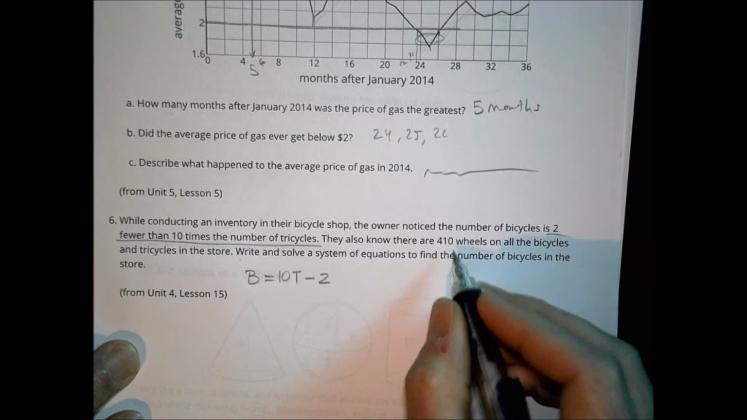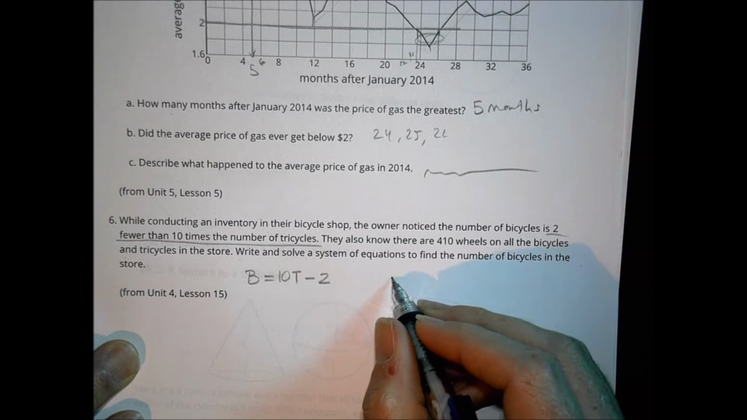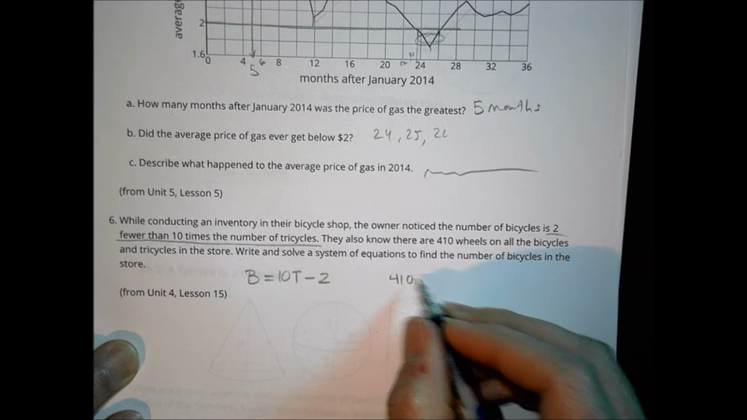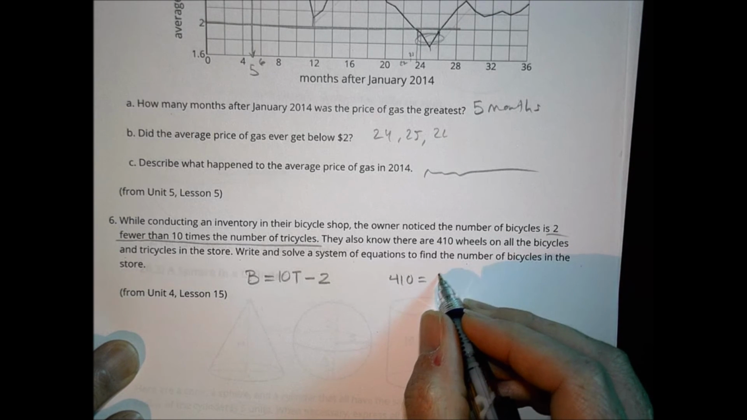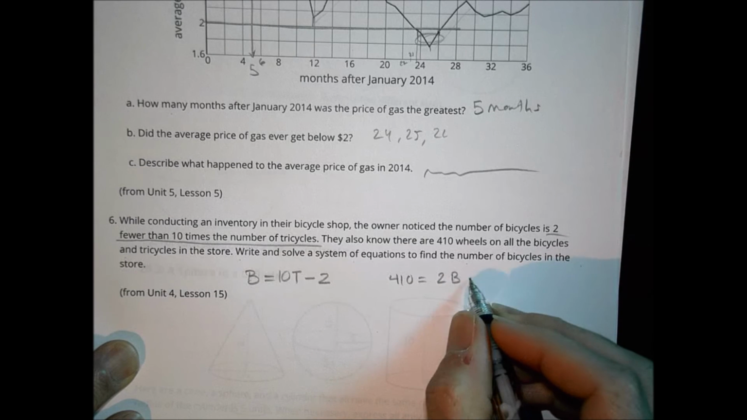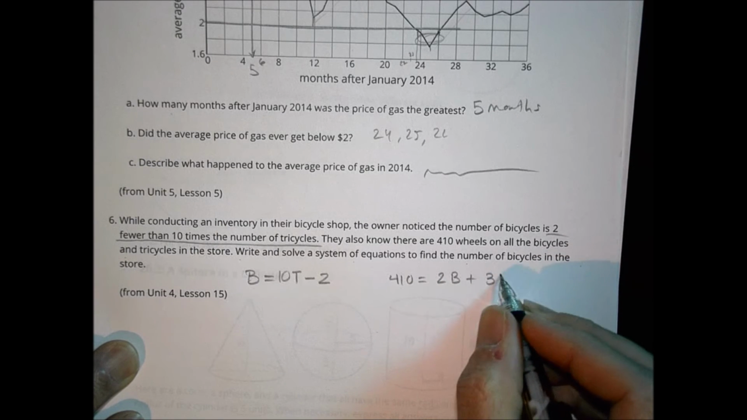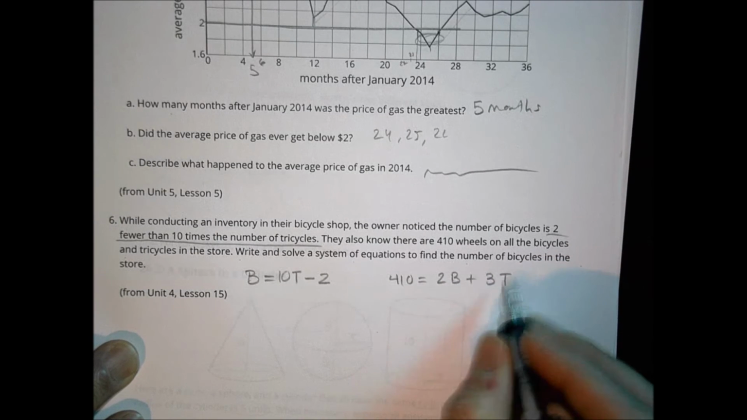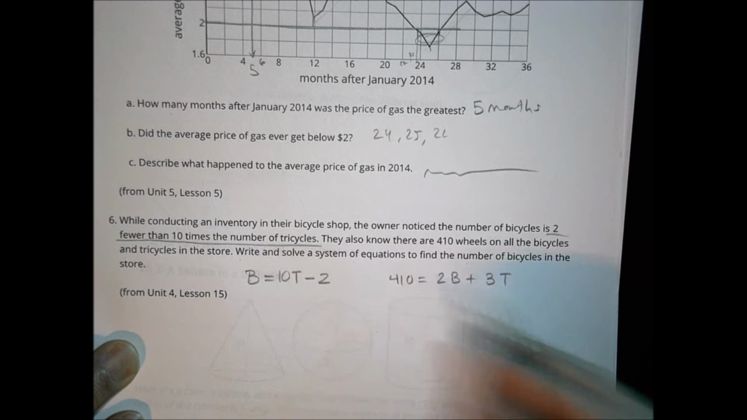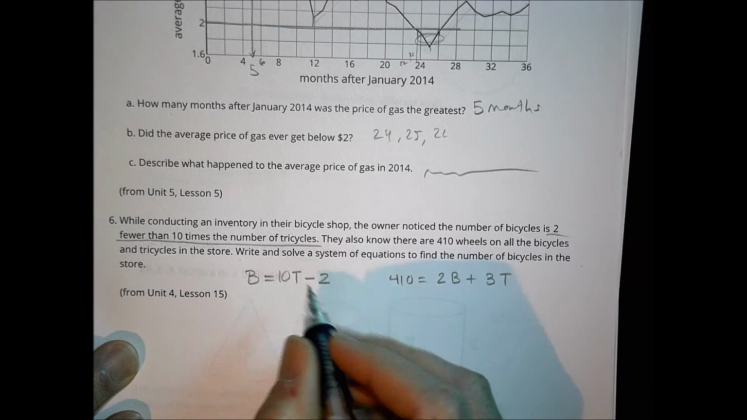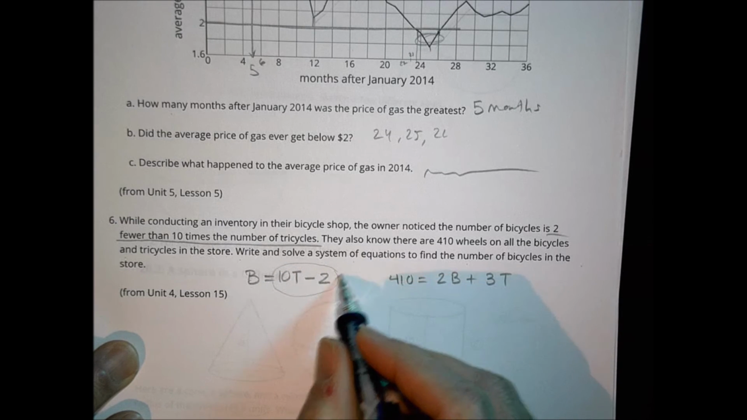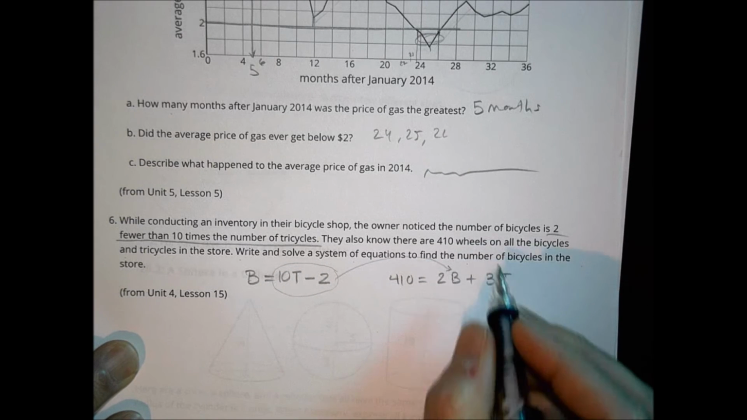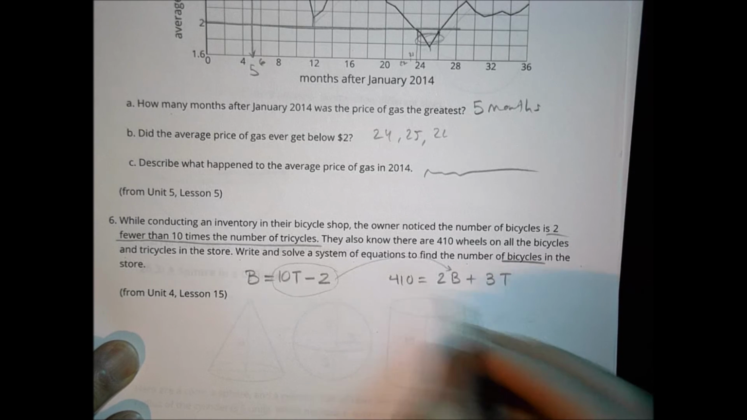They also know that there are 410 wheels on all the bicycles and tricycles. Well, a bicycle has 2 wheels and a tricycle has 3 wheels. So when I do that for the bikes and trikes, I get 410 wheels total. So let's go ahead and I'm going to use some substitution. I'm going to take this value of B and plug it into that one there. We need to find out how many bikes are in the shop, so let's solve for B and T.